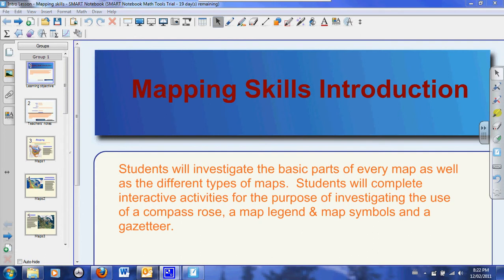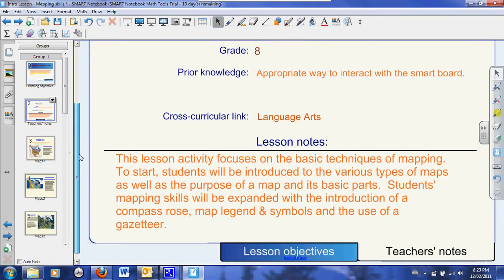Our next lesson in the Geography Unit for Social Studies requires us to learn basic mapping skills. Those skills, of course, include the use of a compass rose, a map legend, map symbols, and a gazetteer. Now, here's some more learning outcomes.